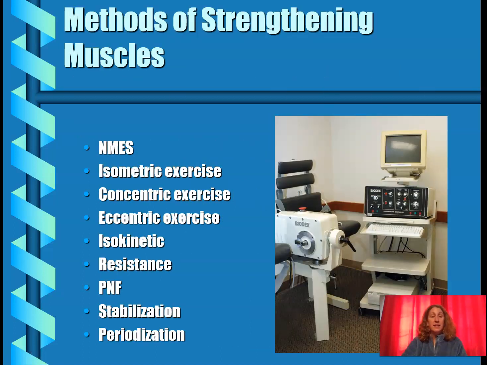Here is a list of types of strengthening exercises that we can do. This slide here is the picture of the isokinetic machine. So you can see that it's pretty cumbersome, quite large, requires a lot of time for setup, and it is not cheap. So not a lot of places have one of these.